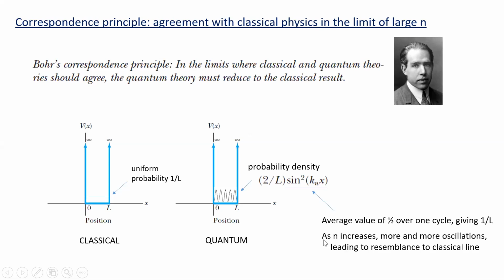And furthermore, as n increases, we'll see more and more rapid oscillations, and so less variance in the probability of the wave function. So a closer and closer approach to a uniform probability spread across the entire space of the well.